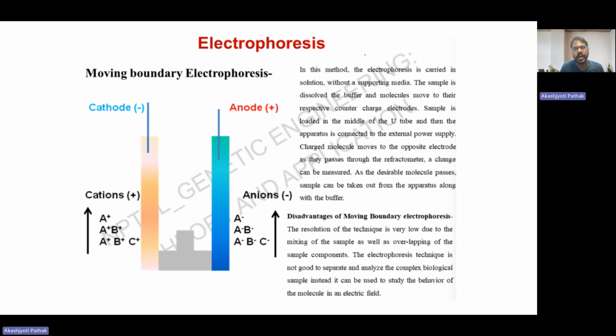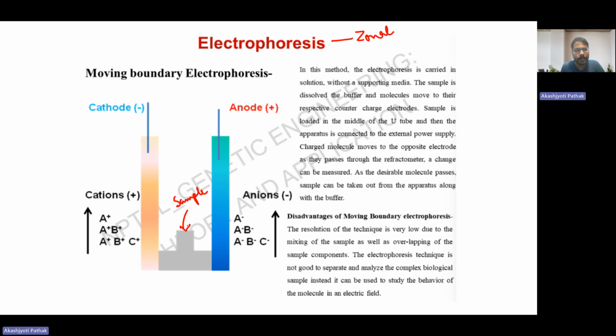Now there are two different kinds of electrophoresis. One is zonal electrophoresis and another is moving boundary electrophoresis. These are covered actually. Moving boundary electrophoresis is when we are separating your sample without any supporting media. So this is actually a U-shaped tube, and it is filled with a buffer. Then you apply your sample over here. Now, depending on the charge of the sample, whether it is negatively charged or positively charged, it will either.